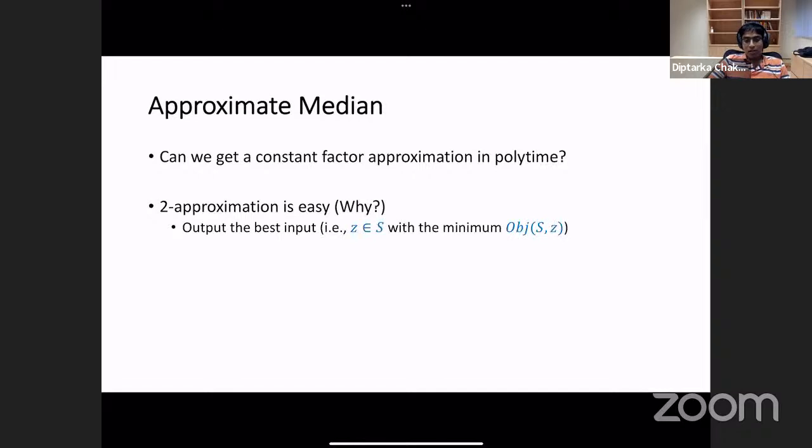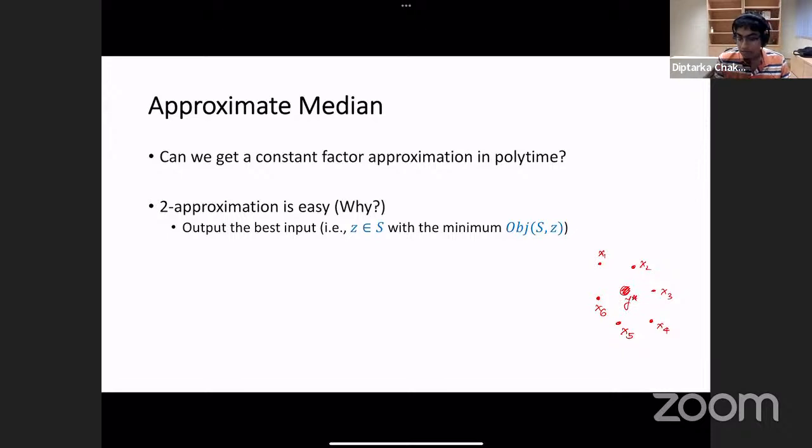So then let me suggest. One of the easiest ways is to output the best input. If you recall, when I defined the median problem, I said that we are given all these input points, x1, x2, x3, say x4, x5, x6. And now I am asking you to find something which may not belong to this input set, which could be some arbitrary point from the ambient space. So that could be your actual median.